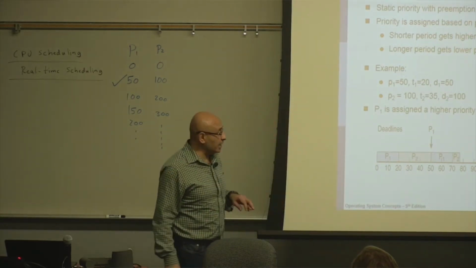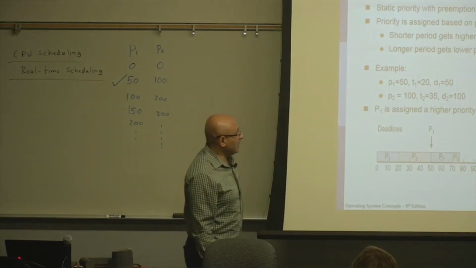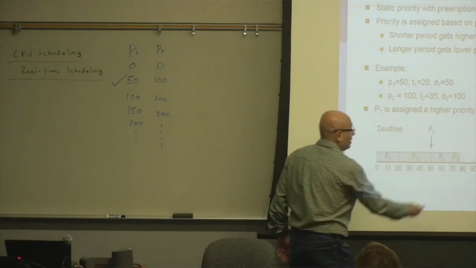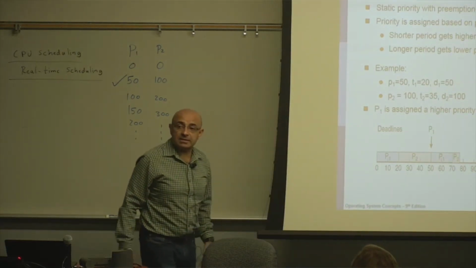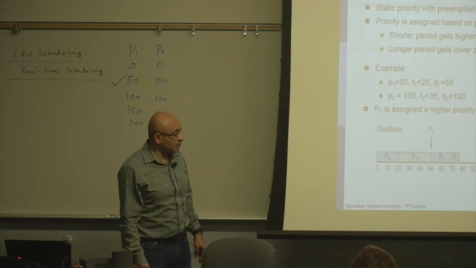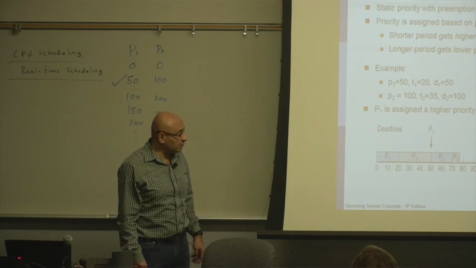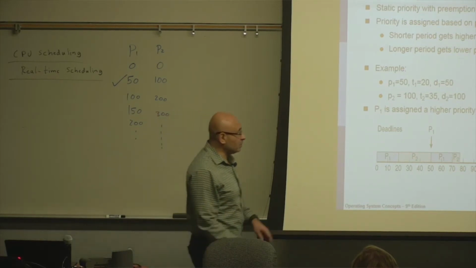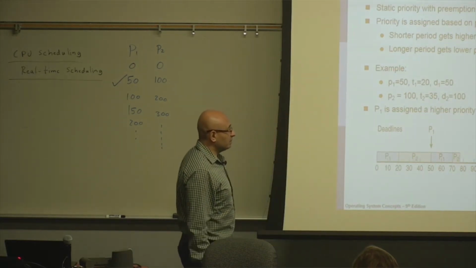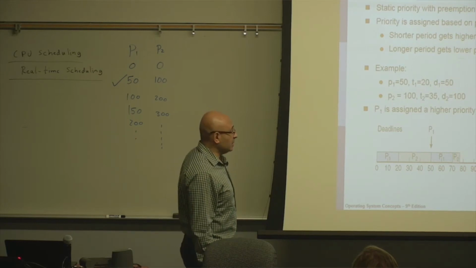So P2 will get preempted, the CPU will be given to P1, and the length of the CPU burst of P1 is 20, so at time 70 P1 will be done. At time 70, the system will look at the ready queue. How many processes do we have in the ready queue at time 70? Only one process, which is P2, because P2 got interrupted here. How much time does P2 need?